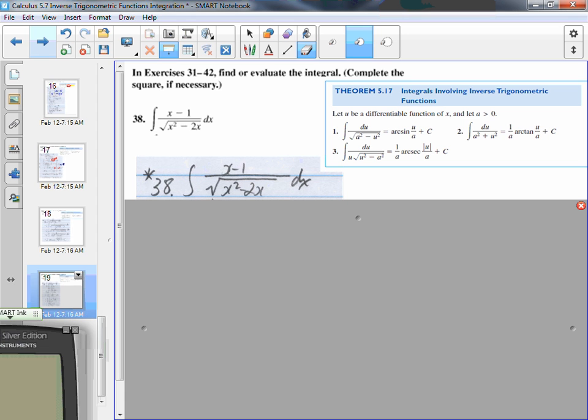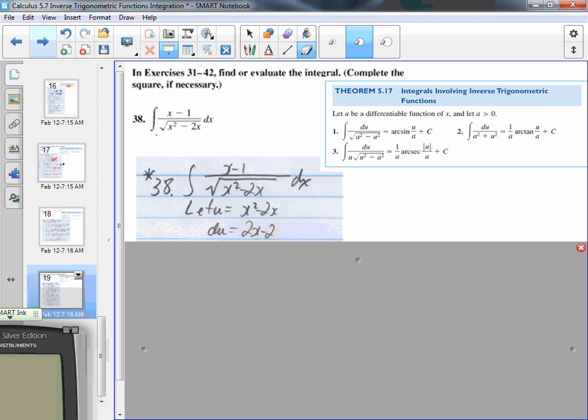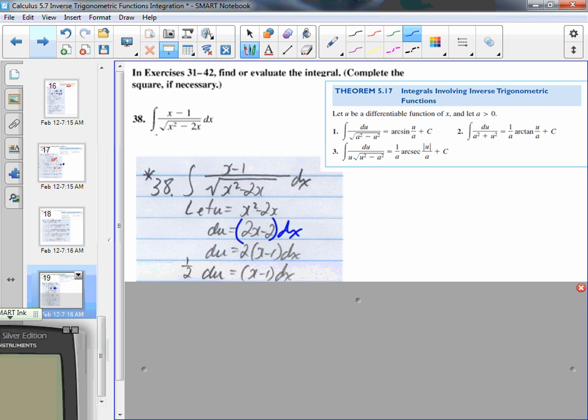If you'd never heard of these formulas and you saw number 38, what would you let U equal? And what would du equal? 2x minus 2, dx. What do we wish it equaled? We wish it was x minus 1 dx. Now I actually wrote in a step of factoring out the 2. You don't have to put that step in if you don't want to. But I get a 1/2 du, and then on the right side I get an x minus 1 times dx.